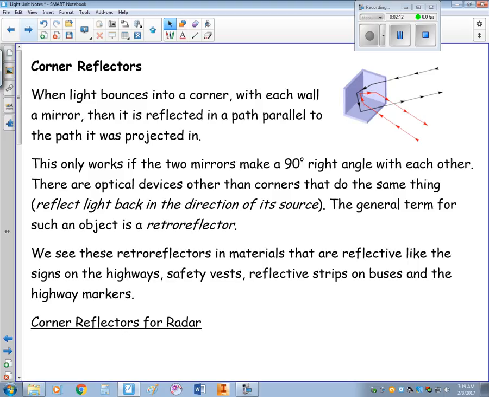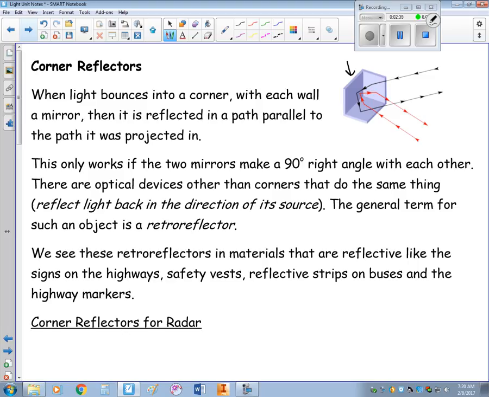One special type of mirror is something called a corner reflector. A corner reflector is kind of like a box that has 3 sides to it, and each side is a mirror. So when light bounces into a corner, and then with each wall of the mirror, it then reflects in a path parallel to the path it was projected in.